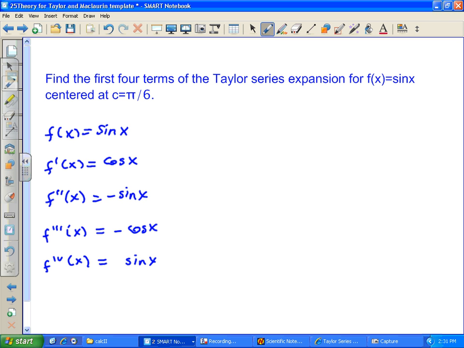Okay, now we want to plug in pi over 6 for each one of these functions. So sine of pi over 6. Pi over 6 is 30 degrees, and sine of 30 degrees is 1/2. How about cosine of 30 degrees at pi over 6 radians? That would be radical 3 over 2, right? Negative sine of pi over 6, that will be negative a half. Negative cosine of pi over 6, that's negative root 3 over 2.